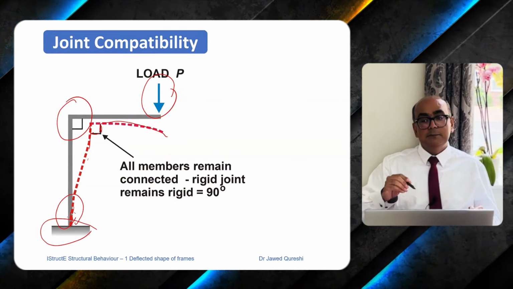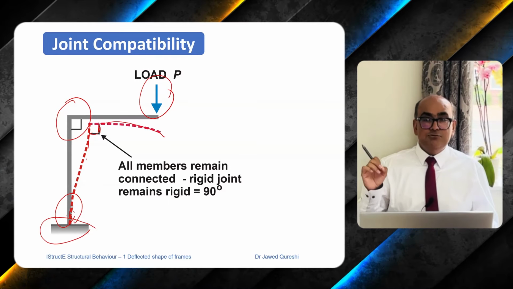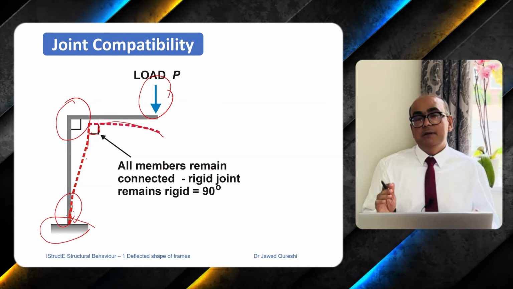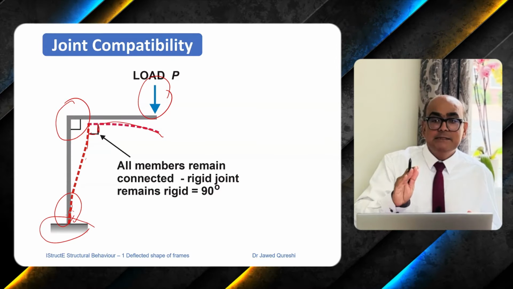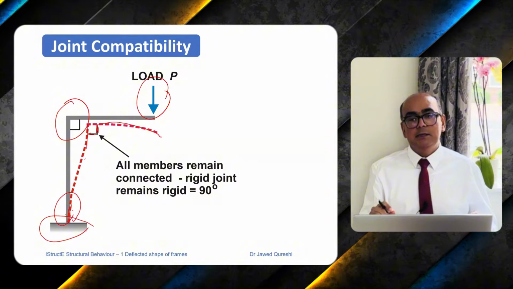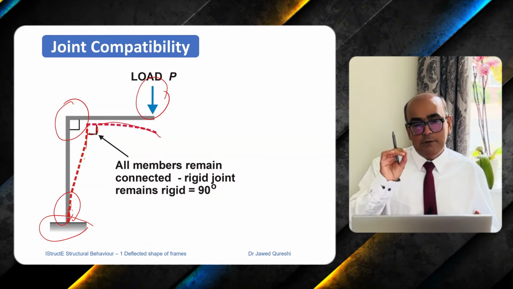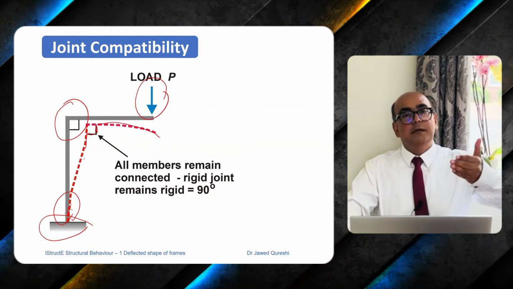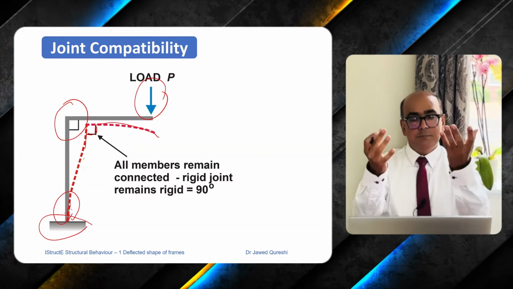So all members remain connected and the rigid joint remains rigid at 90-degree after it has deflected. So keep this in mind. 90-degree is very important. So this is termed joint compatibility. So joints have to be compatible.